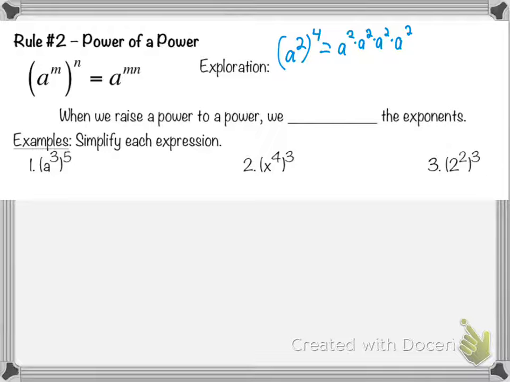Okay? So now, according to rule number 1, Bailey, how would we handle those exponents? All those 2's? No, we don't multiply them. According to rule 1, we'd add them. And we'd end up getting a to the what power? A to the 8th. Okay, we end up getting a to the 8th power.